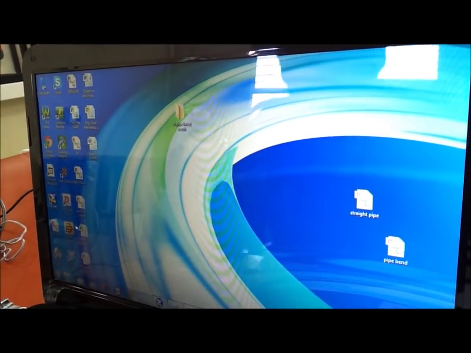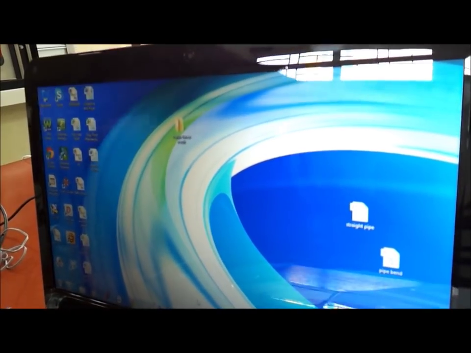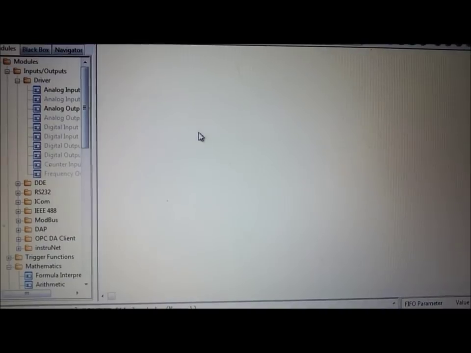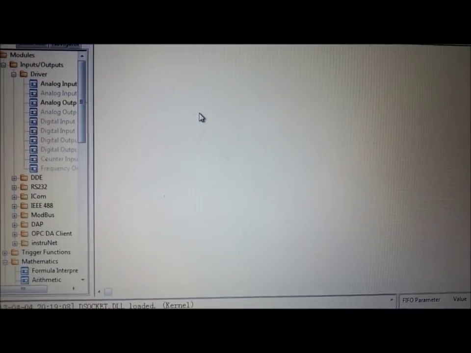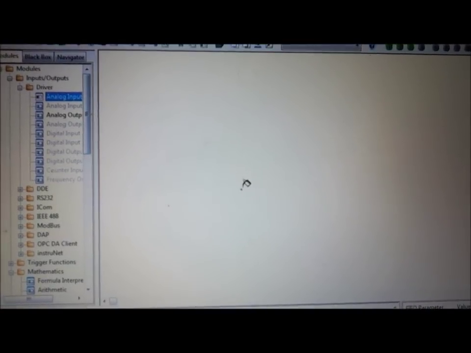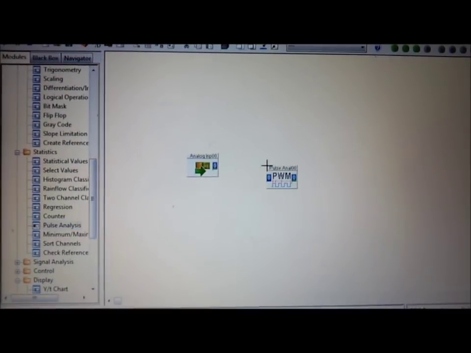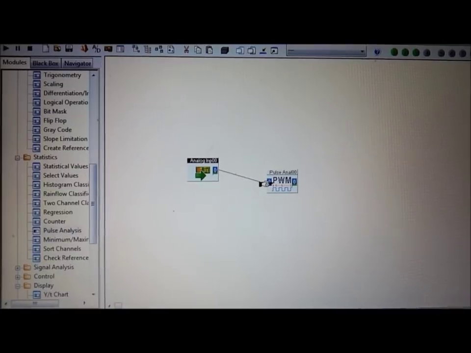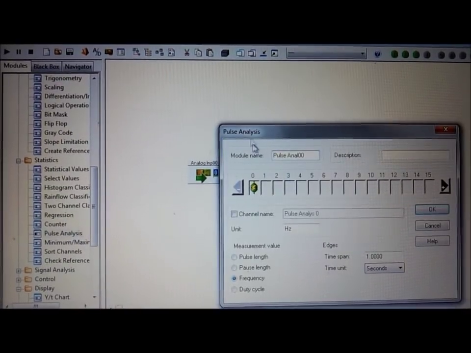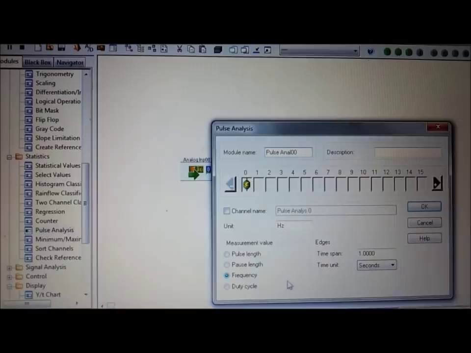Now we have to use DasyLab. In DasyLab, we have the voltage pulses produced by the flow sensor. Now we need to use the analog input to input the voltage. We then change the voltage to frequency by using the pulse analysis. Here is the pulse analysis. We connect it. You can see that the pulse analysis will change into frequency.